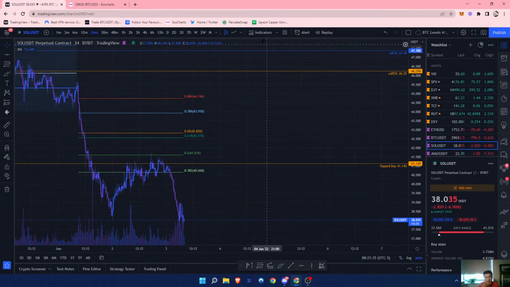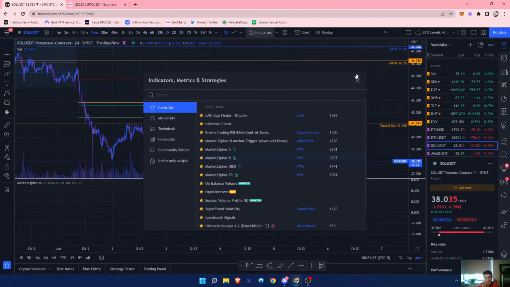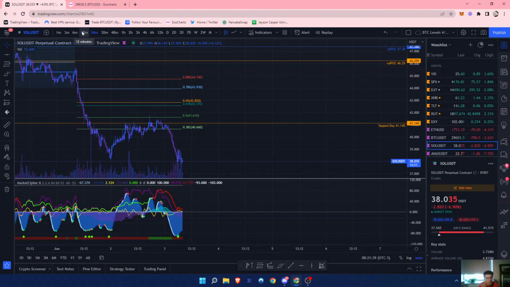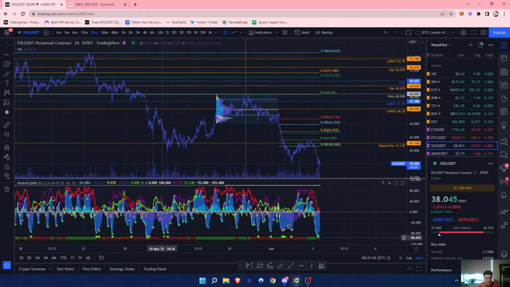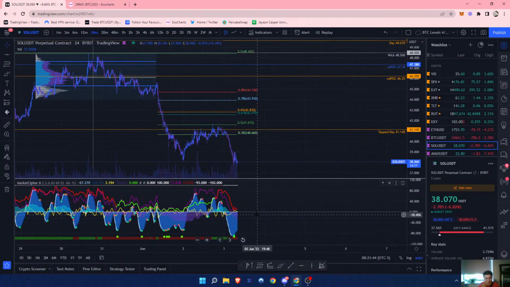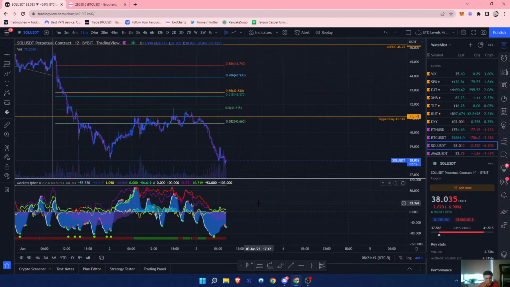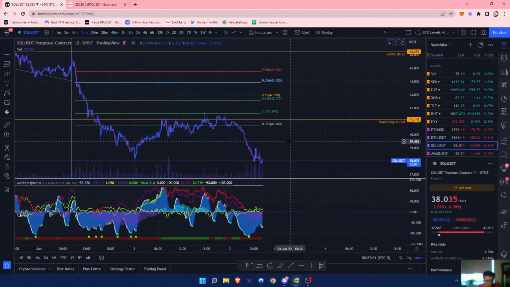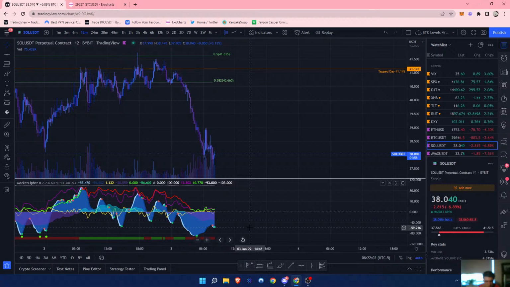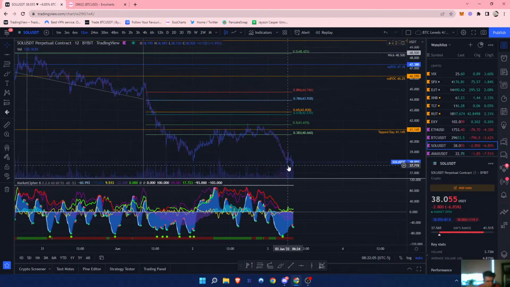I like 12-minute Market Cipher B. Oh yeah, looking at Market Cipher, not really looking good. Money flow is getting thick. Oh no, I wouldn't. Money flow is not agreeing with the uneven butt cheeks at the moment. But that is an uneven butt cheek.